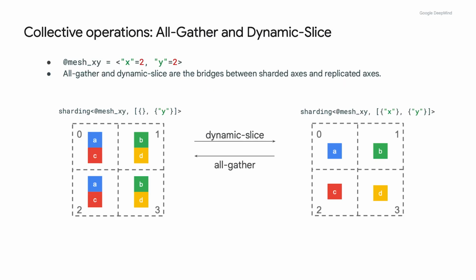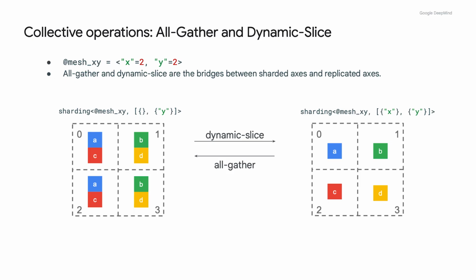For the background, we have visualized several common collective operations in the mesh-based sharding representations. The first group is the dynamic slice and all-gather. On the left side is a replicated tensor. On the right side is a partitioned tensor. We further partition this tensor along the first dimension along the sharding axis X.